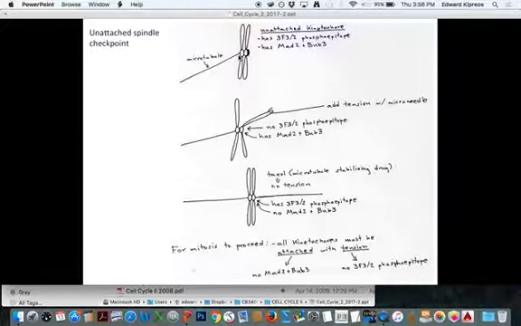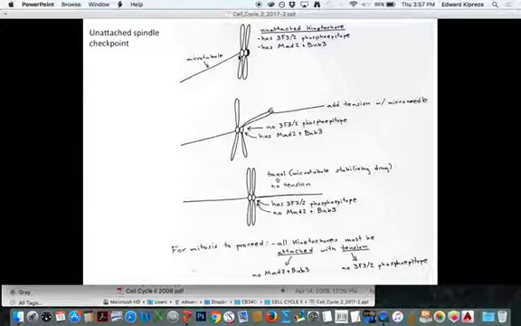And what does non-disjunction mean? So it means that, under a normal situation, you're going to end up with these things going to each side like this. Okay, so you've got one copy of each.